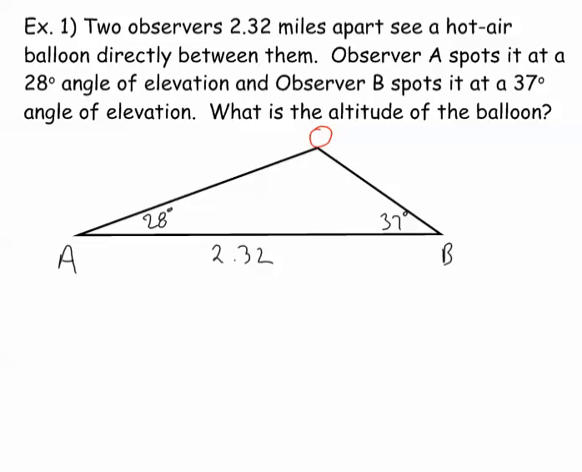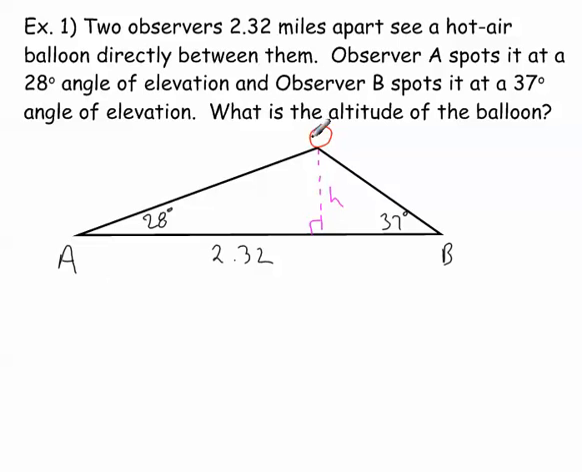Hey guys, I just wanted to give a quick example of using the law of sines and cosines to solve some application problems. So in example 1, we have two observers that are 2.32 miles apart, and they see a hot air balloon directly between them. Observer A spots it at an angle of 28 degrees, and observer B spots it at an angle of 37 degrees. And we want to find the altitude, which is the height of the balloon, h. So that's what we're looking for.